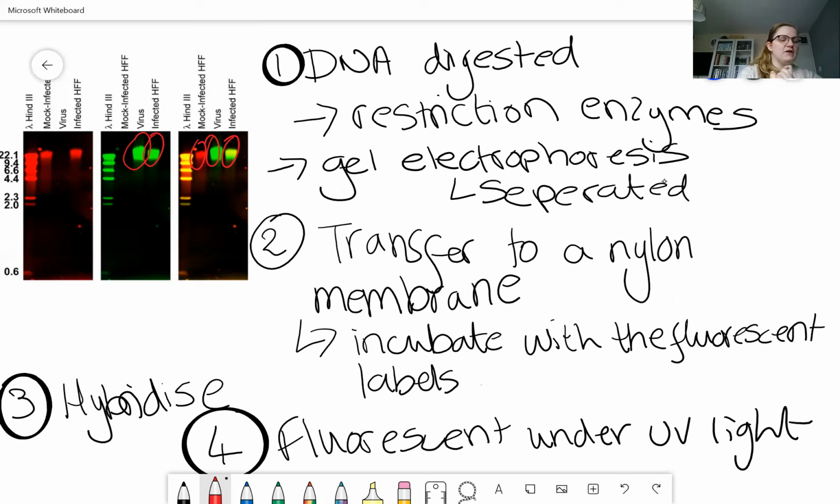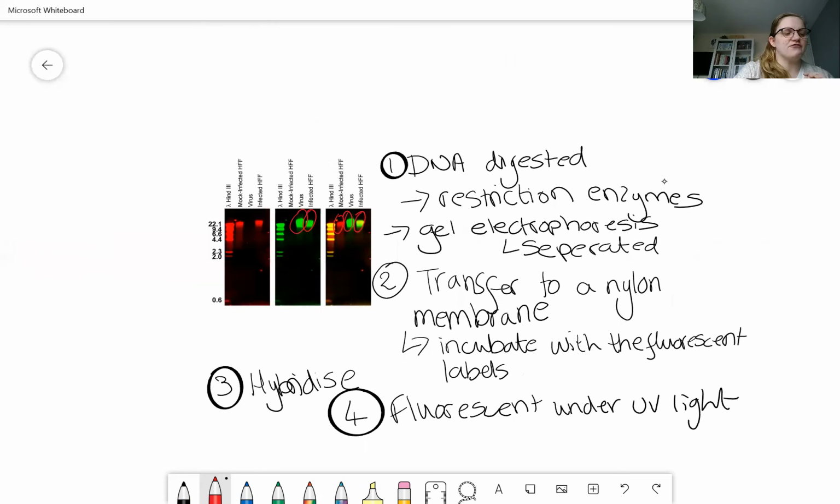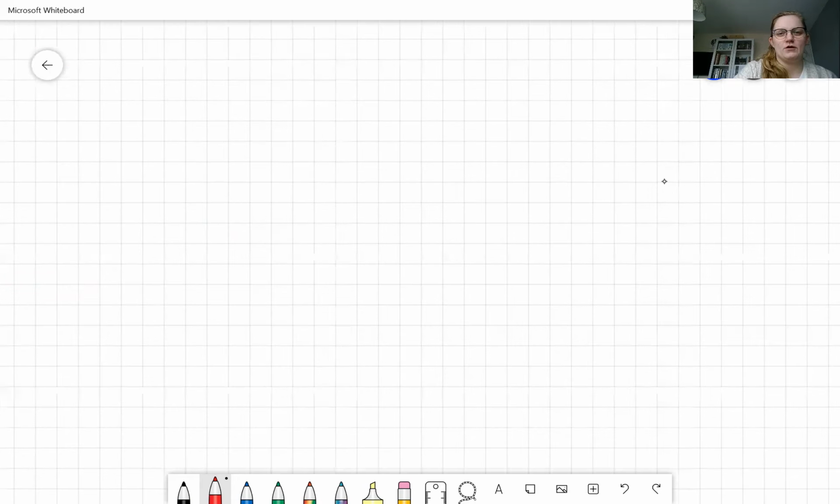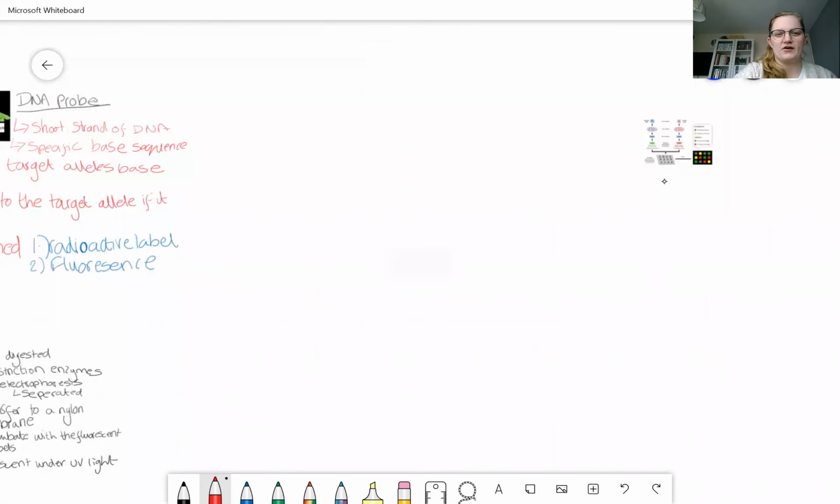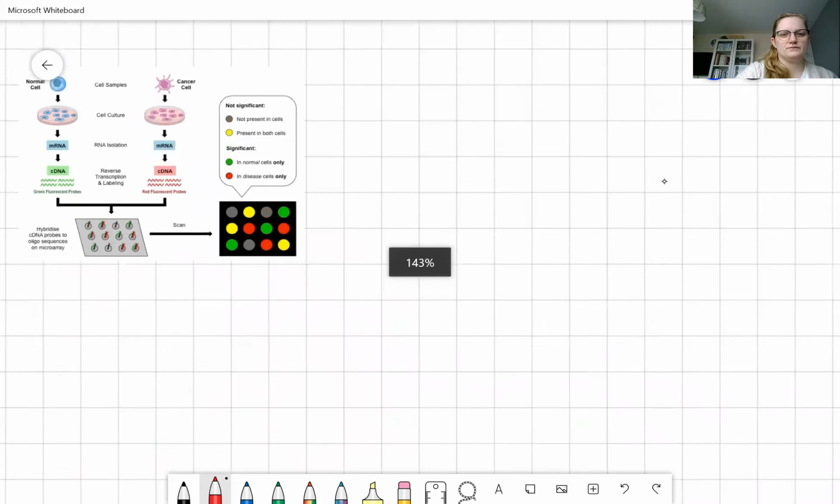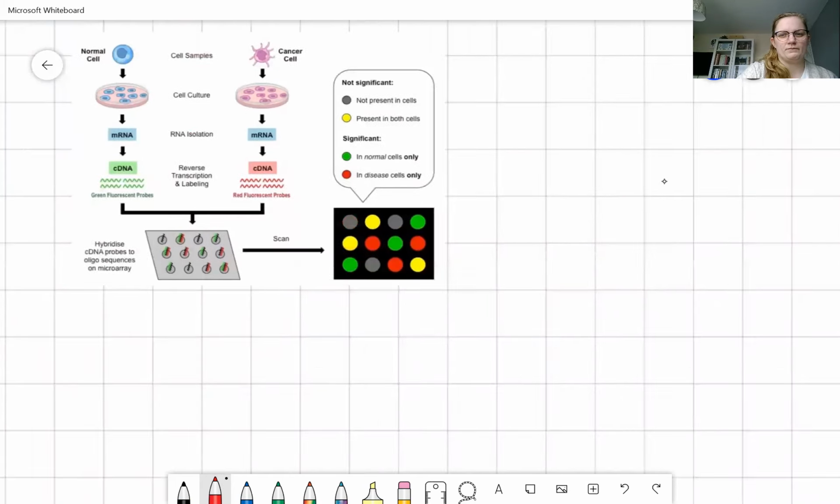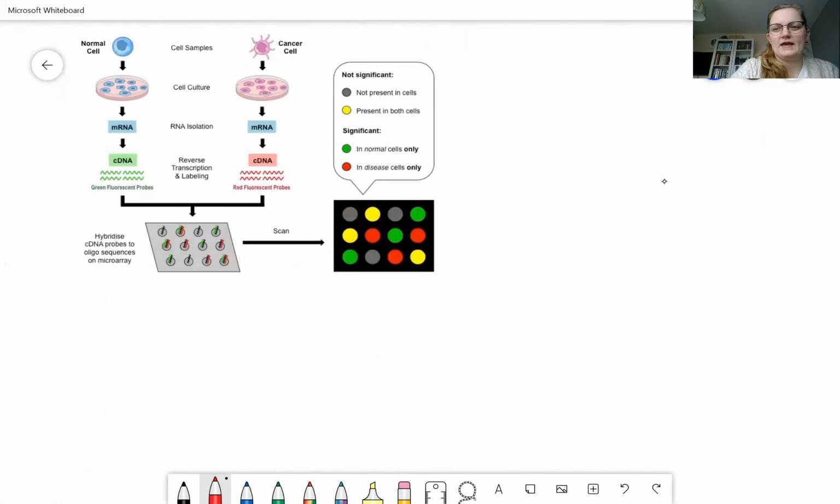Alternatively, the probe can be used as part of something called a DNA microarray. And a microarray actually screens for a lot of genes at the same time, and that's what we're going to look at now, once I can find my microarray. So this here is a microarray. I'm just going to spell this at the top for you. So microarray.